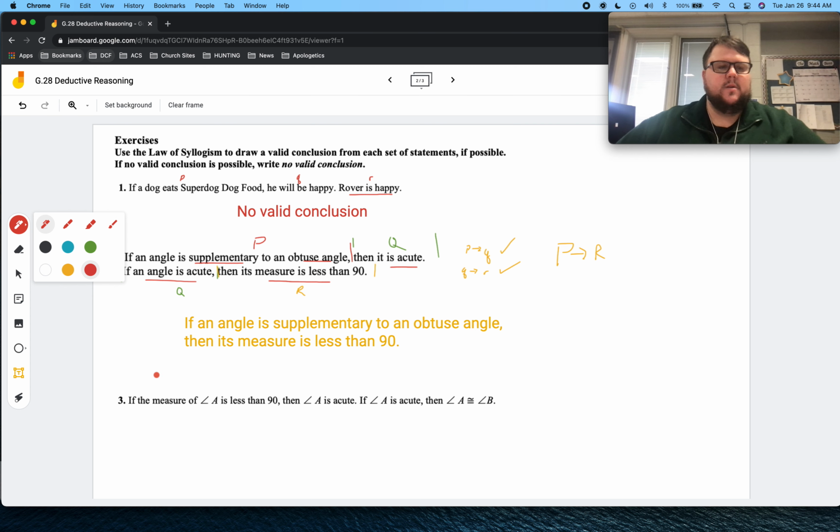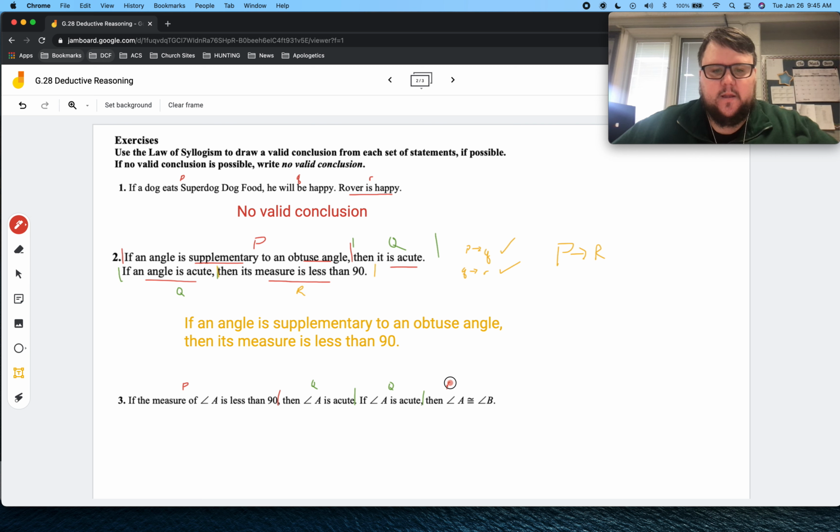Now let's do 3. If the measure of angle A is less than 90, so that's P, then angle A is acute, that is Q. If angle A is acute, that is Q again. Then angle A is congruent to angle B. That's our R statement.